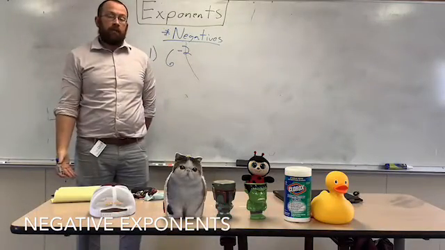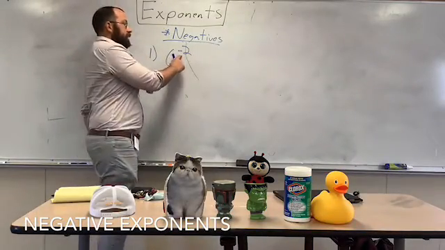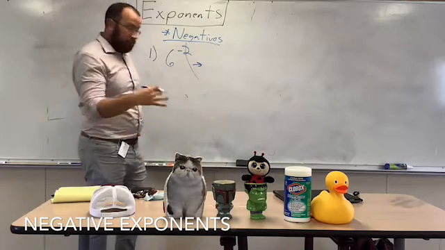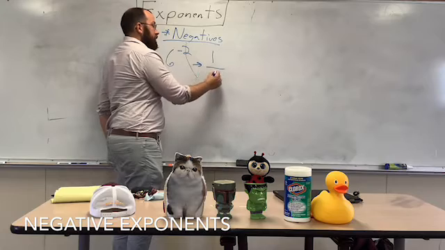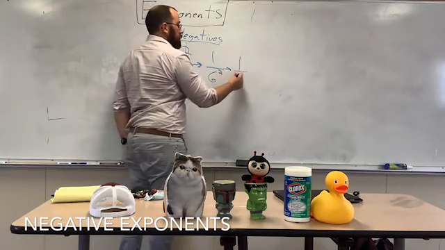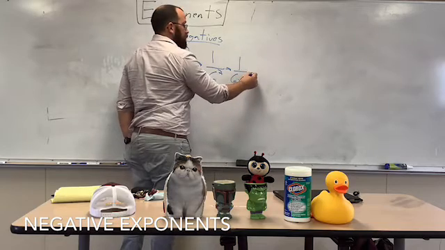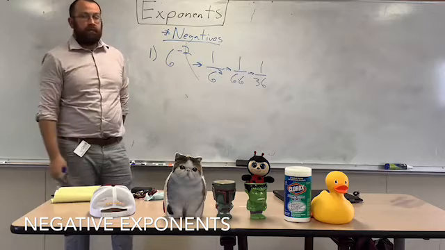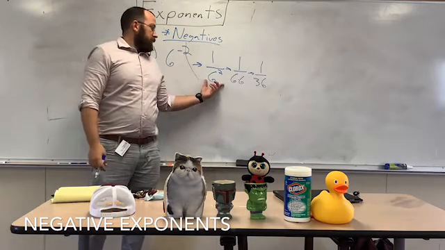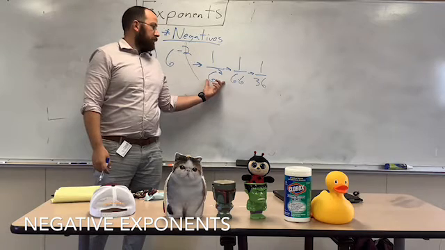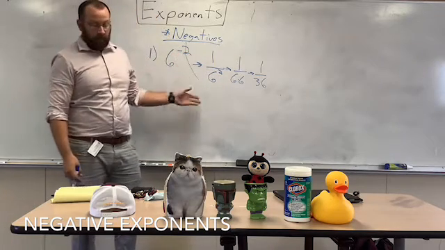So here's another example of a negative. I have 6 to the negative 2. That negative means I flip it, and that becomes 1 over 6 squared, which gives you 1 over 6 times 6, which gives you 1 over 36. So it uses the basic exponent skills that we learned first, but now the negative flips it.